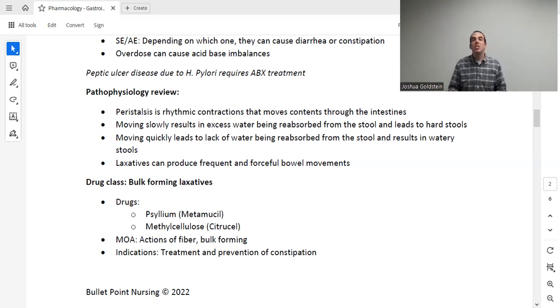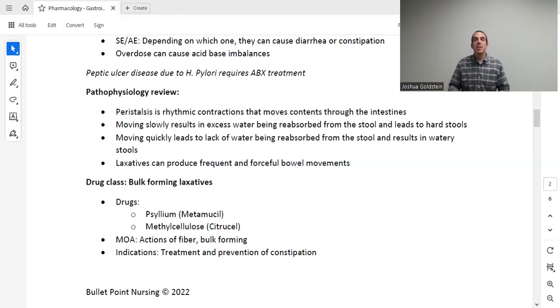Finally, if the patient had peptic ulcer disease related to H. pylori, because remember we said it could be NSAIDs, it could be other things, but if it's related to H. pylori, not only are they going to need a PPI, they're also going to need some antibiotics, and you wouldn't need to know this unless you're at the NP level. Usually we also put them on bismuth subsalicylate, depending on what guideline you're looking at.